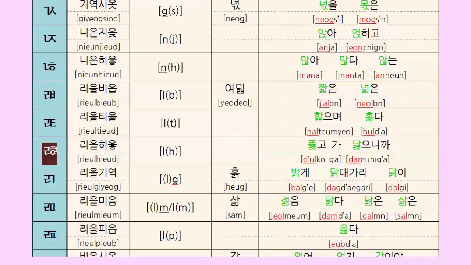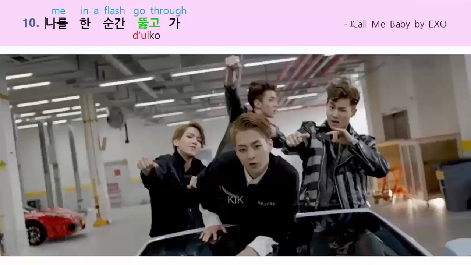Let's move to the next one. 리을 히읗. Look at the examples. This one is pronounced as 둘 in isolation, and the next letter starts with a consonant, not a vowel. In this case, the sound 히읗, H, is combined with the consonant 기역 and becomes 키읔, K sound. It's called aspiration, and I'll also tell you this later. So 고 becomes 코, 뚫코, 뚫코. Lyrics number 10 is from the song Call Me Baby by EXO.